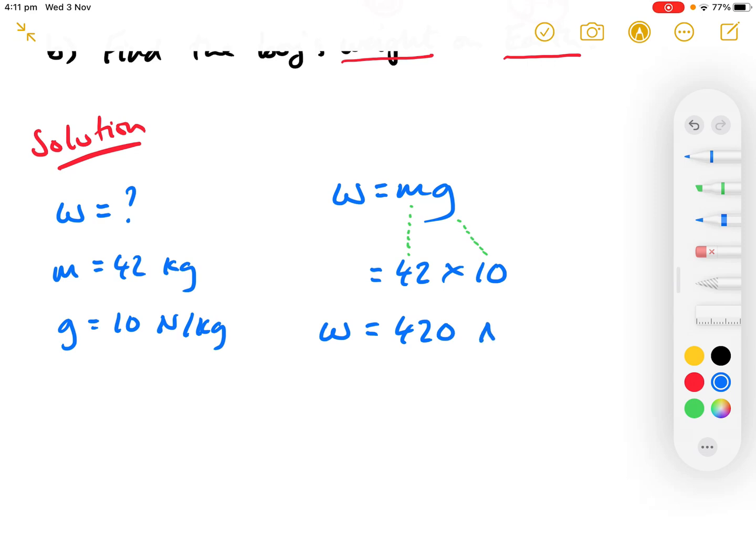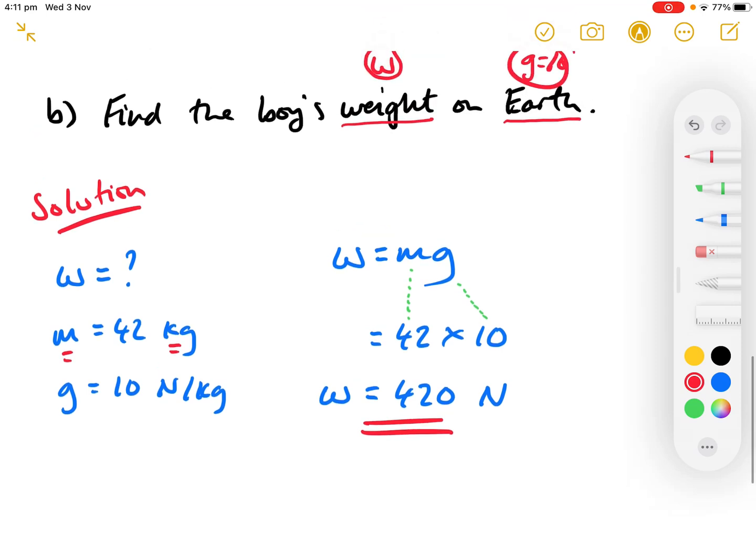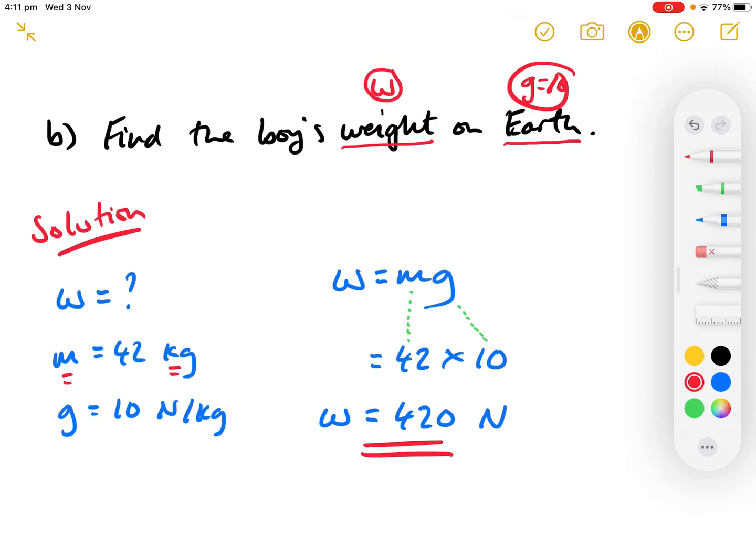420. Now get the units correct. Weight is measured in newtons, not kilograms. That's mass, okay? So mass in kilograms, weight in newtons. So that's the answer to the boy's weight on Earth.